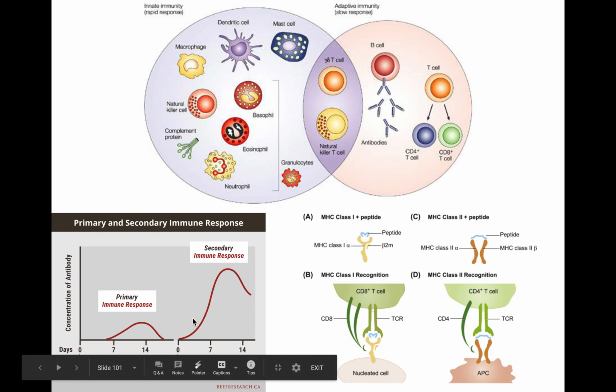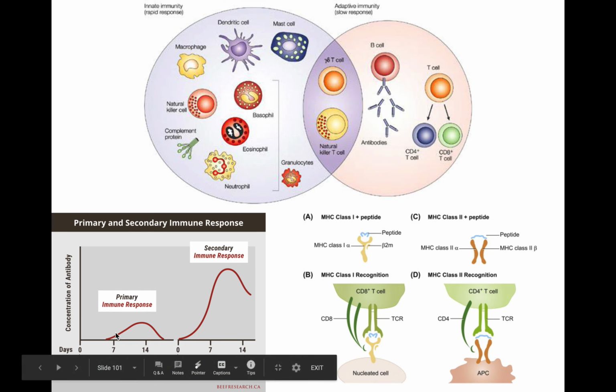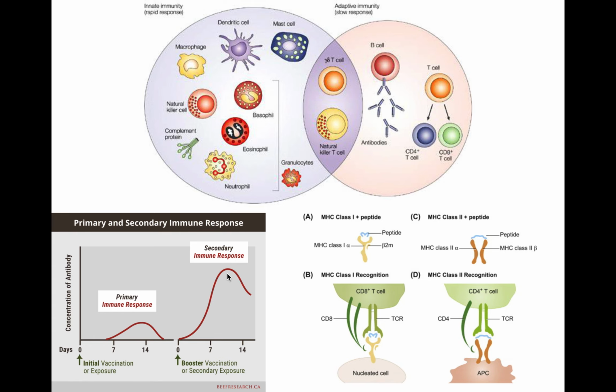So these are the immune responses when you get a primary vaccine and then a booster vaccine. And notice that they're looking at concentration of antibodies. With the initial vaccine, you get a little bump in antibodies, and then with the booster, it really goes up. So that's really what you're kind of looking for. You're looking for that increased antibody response.